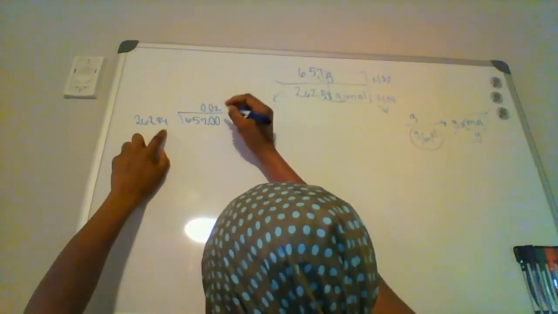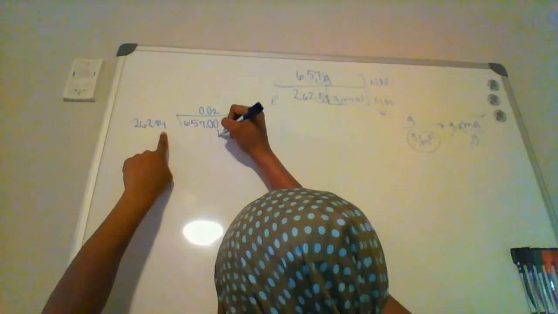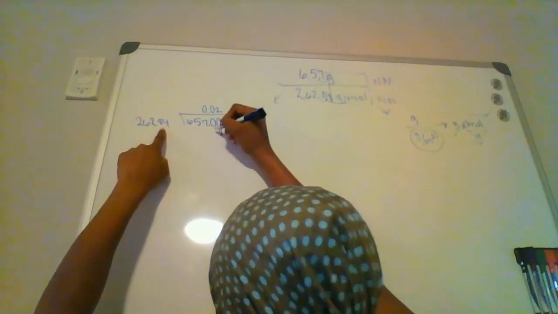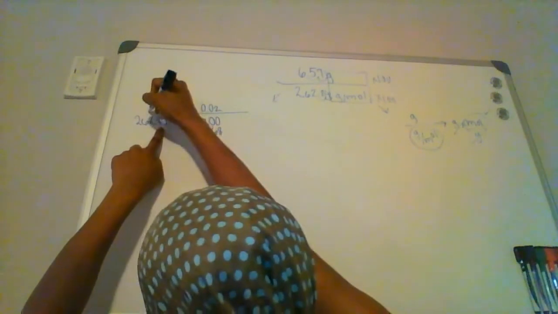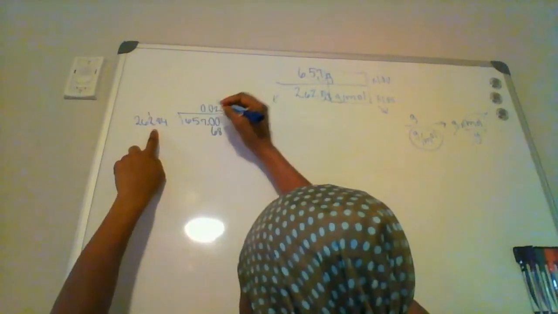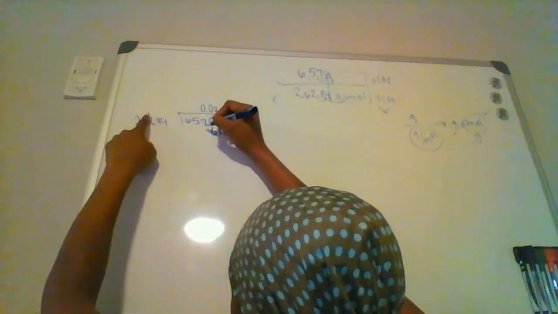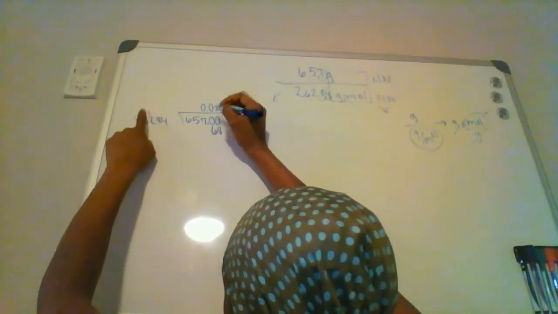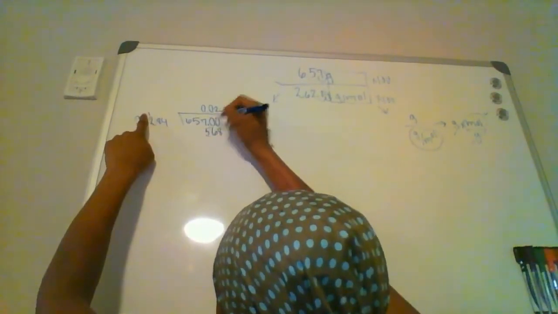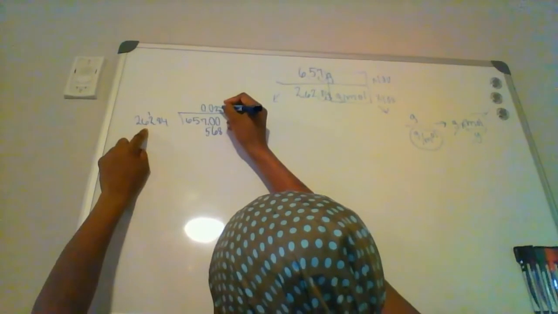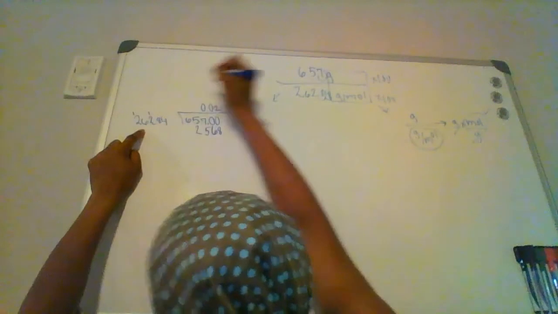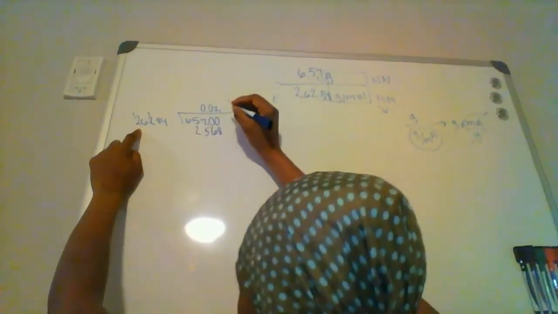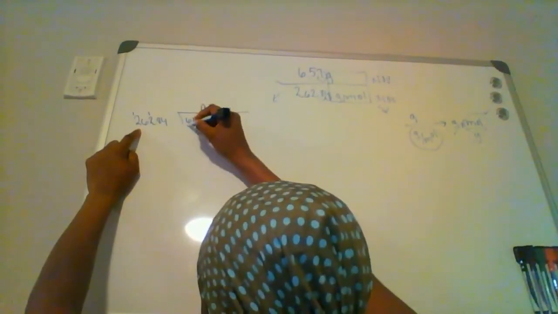So 2 times 4 is going to give us 8. 2 times 8 is going to give us 16. Write the 6, carry the 1. 2 times 2 gives us 4 plus 1 gives us 5. 2 times 6 gives us 12. Write the 2, carry the 1. And 2 times 2 gives us 4 plus 1 gives us 5.